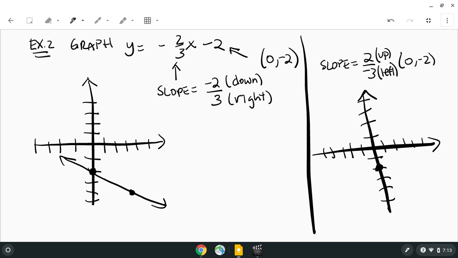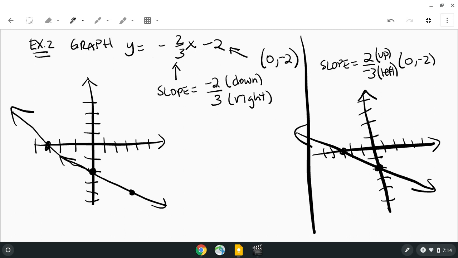And so it says 2 up, so now I'm going up instead. 1, 2, and then 3 to the left. 1, 2, 3. Okay. And you see here that you still get the exact same line. If I were to extend this, you see that we do cross that point right over there, which is this one over here. So it doesn't matter when you have a negative slope where you place the negative.